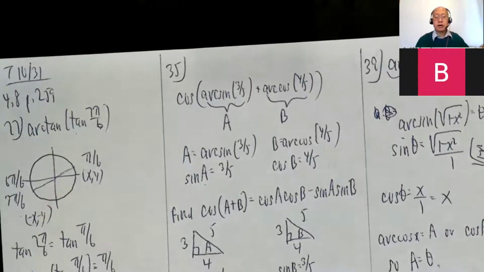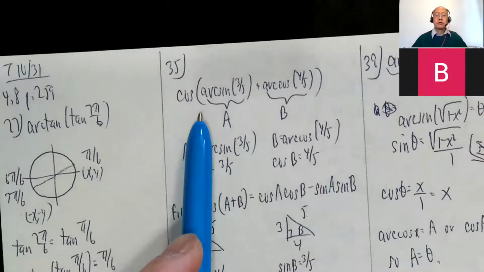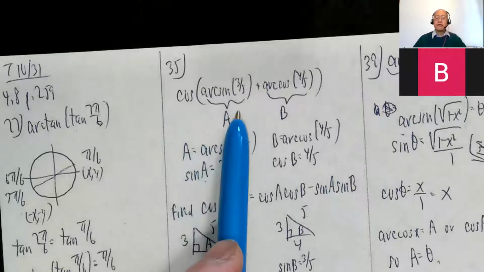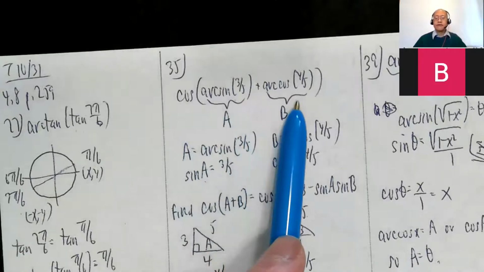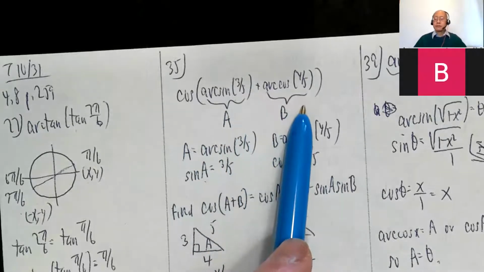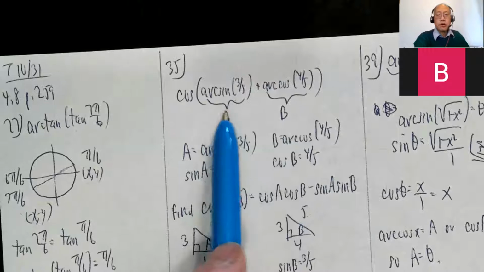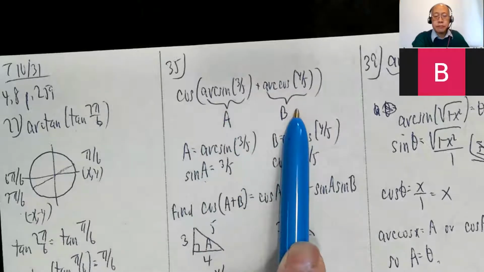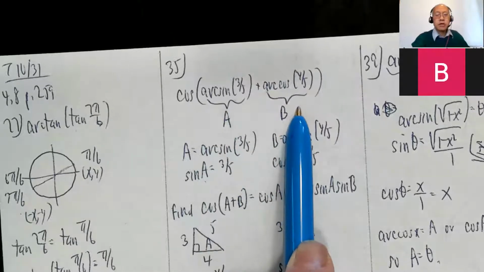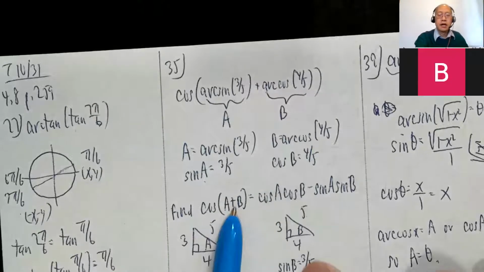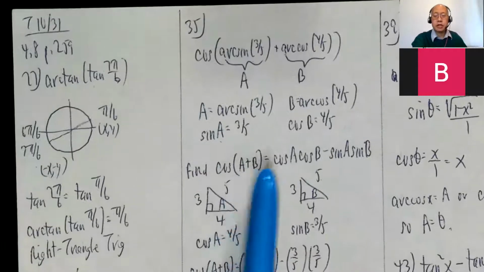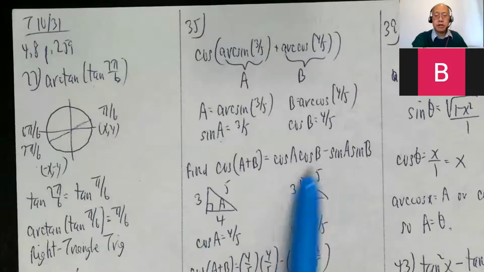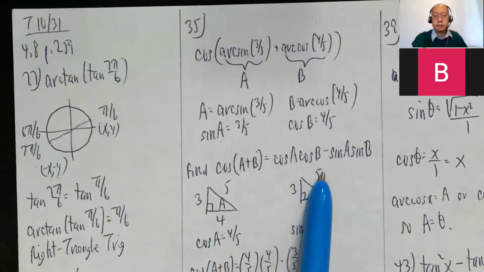Okay, some of these get a little bit harder. 35, cosine of arc sine 3/5 plus arc cosine of 4/5. Oh boy. Call this A, call this B. So ultimately, I'm trying to find cosine of A plus B. I have a formula for that. Put that on your cheat sheet. Cosine A, cosine B minus sine A, sine B.